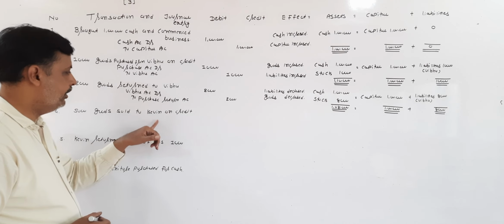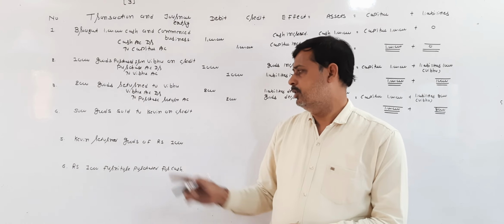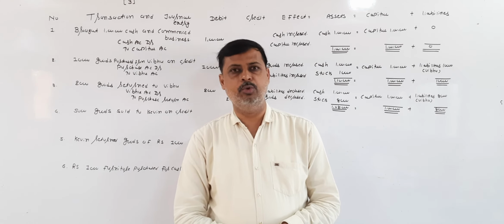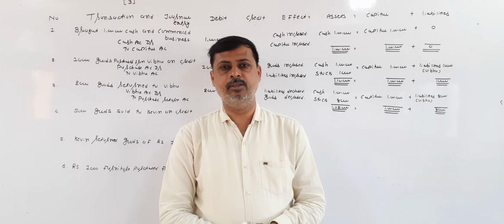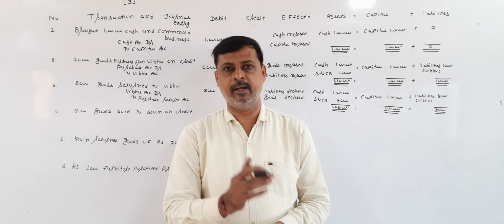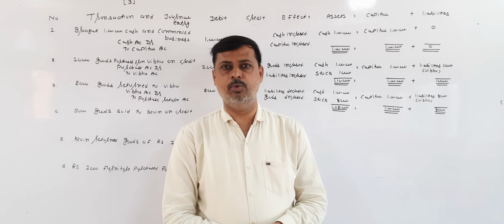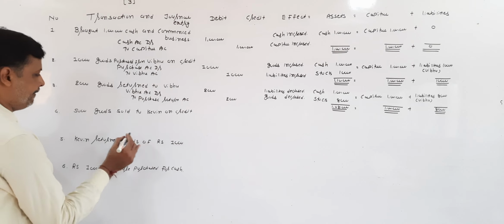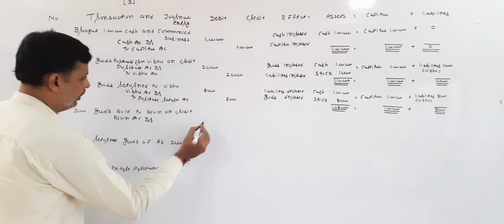5,000 goods sold to Kevin on credit. So 5,000 goods sold to Kevin. So here Kevin is receiver. Kevin account is affected. As per rules of personal account, debit the receiver. So Kevin is receiver, so Kevin account debit. And goods go out, sales account is affected. As per rules of real account, credit what goes out, so goods goes out. So sales account credit. So here Kevin account debit 5,000.